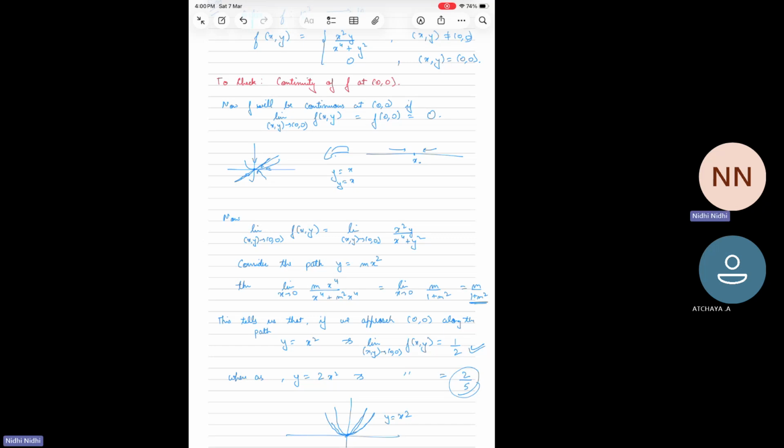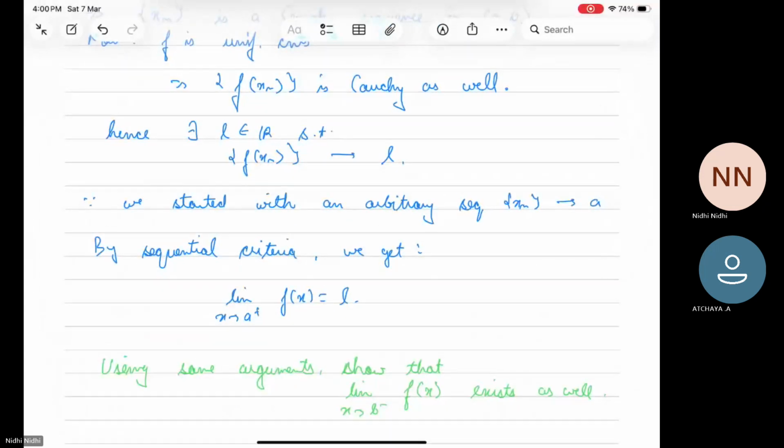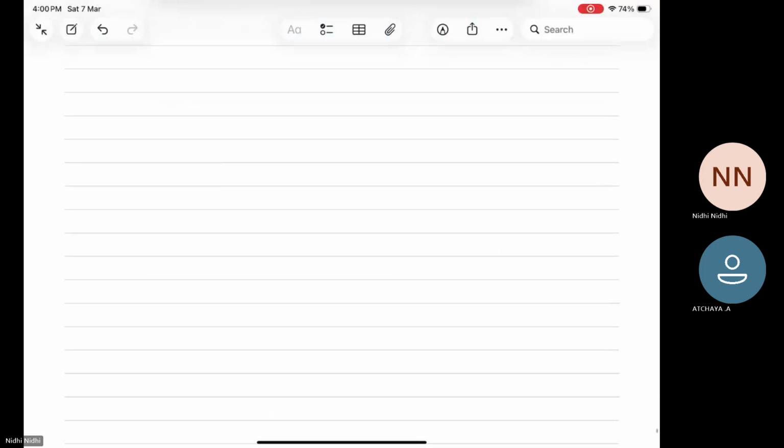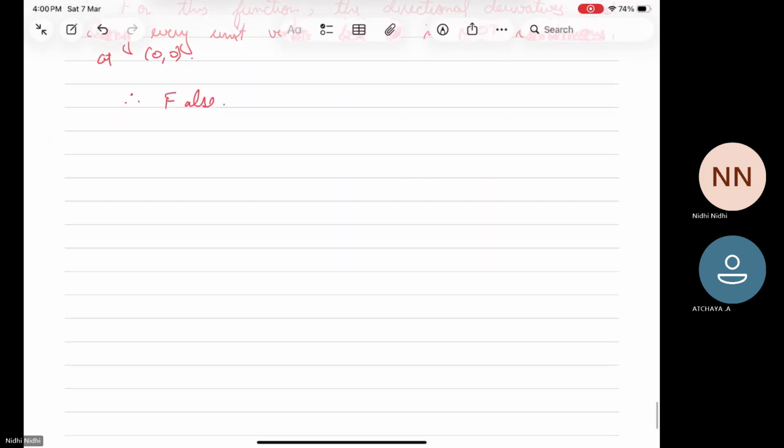Okay, so if there is no doubt, we can move to the next question. Number 5, again state whether true or false.